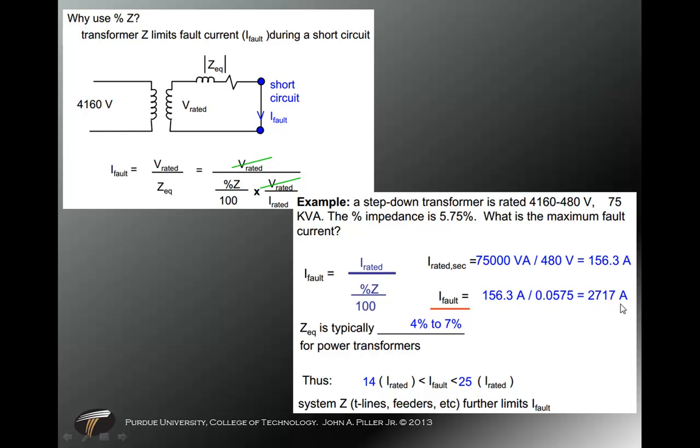We end up at a fault current of 2,717 amps. So what we're talking about in this condition, if we had a short circuit, is we could experience as much as 2,700 amps through this area. Again, we don't want to see that, but it allows us to know the flash point capabilities, arc fault issues, fusing, sizing, and all that across the line, using that Z equivalent and that percent impedance. Typically, your percent impedance is somewhere between 4 to 7% for power transformers. That means we're somewhere between 14 to 25 times the I rated.